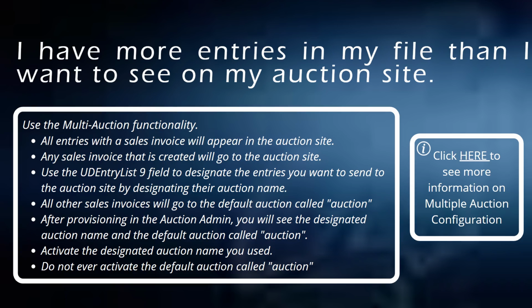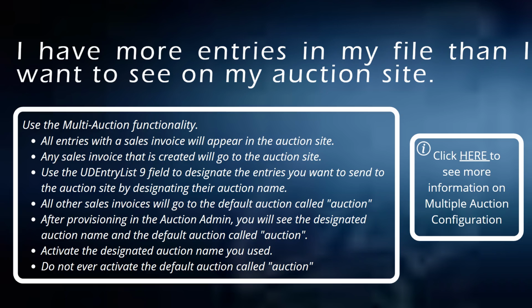Okay, so the first question will be, I have more entries in my file than I want to see in my auction site. So we do have ShoWorks 2020, the actual fair file, does have the functionality of a multi-auction. This just means that you can have separate auctions showing, so whenever you provision over, it'll show separate auctions in the online site. So all of the entries with the sales invoice will appear in the auction site. So if you have added it to your sale, it's going to go into the auction site.